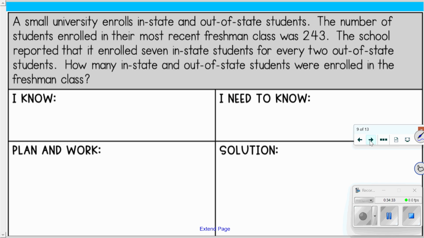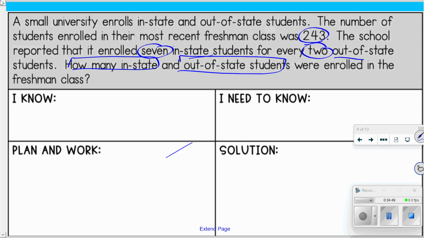Okay, a small university enrolls in-state and out-of-state students. The number of students enrolled in the most recent class was 243. The school reported that it enrolled 7 in-state students for every 2 out-of-state students. How many in-state and out-of-state students were enrolled in the freshman class?